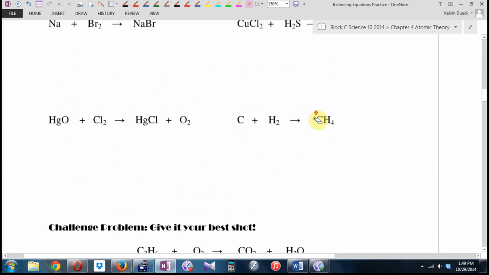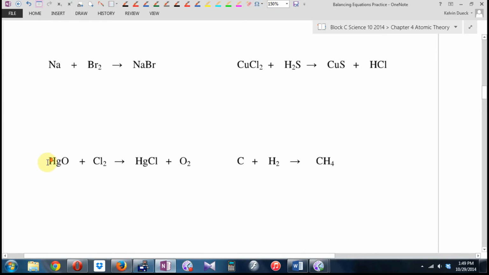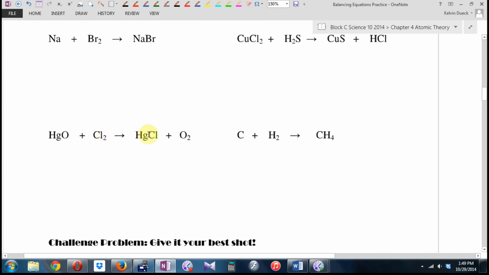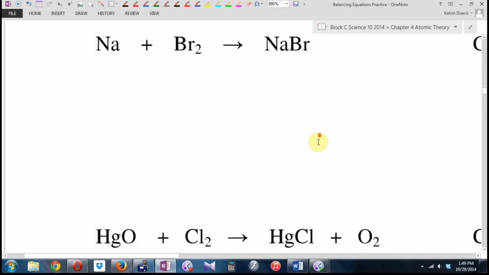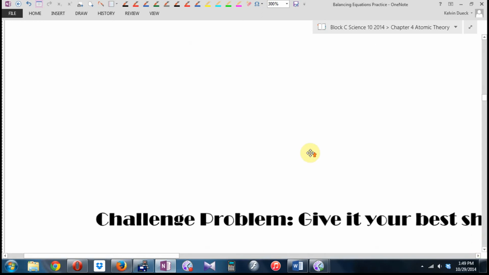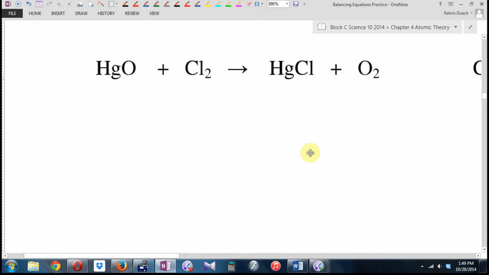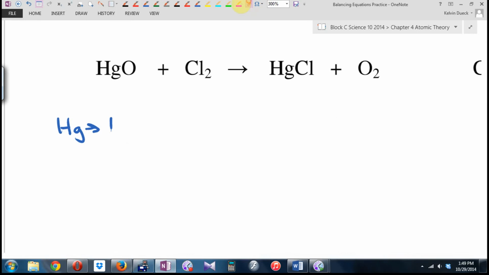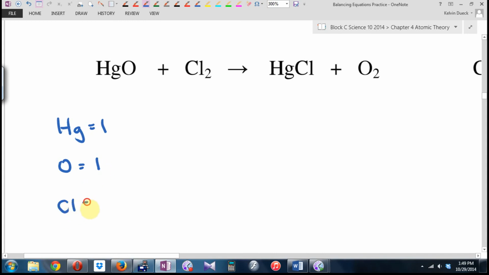Ready? Let's try HgO plus Cl2 gives HgCl plus O2. This one. Okay. First thing I'm going to do is list. Oh, this time they didn't give me the letters. I'll have to do that. So you ready? I would go, how many Hg's are there? 1. You can put an equals or an arrow or whatever. I'll put an equals. How many O's are there? 1. How many Cl's are there? 2.